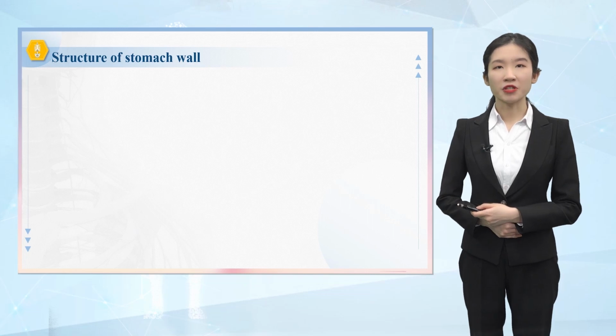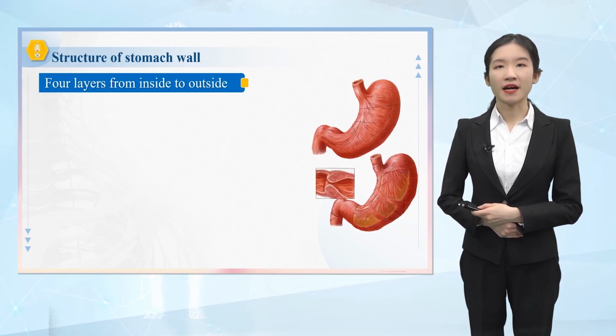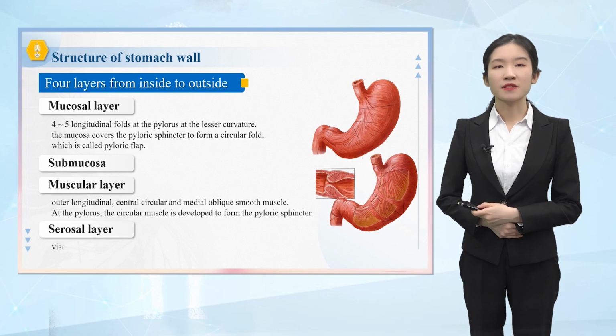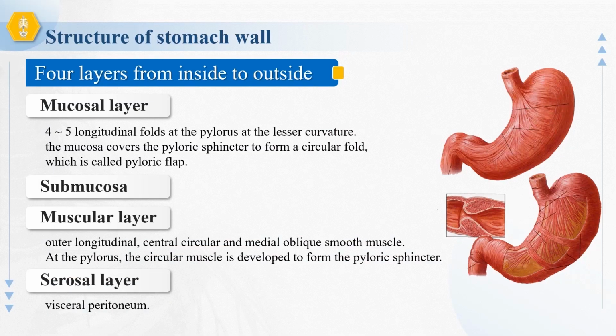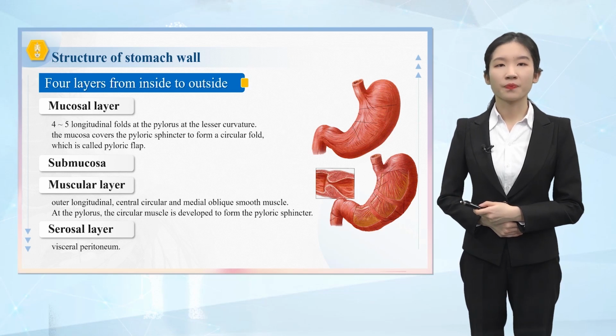Now let's learn the structure of stomach wall. It has four layers from inside to outside: mucosal layer, submucosa, muscular layer, and serosal layer. Mucosal layer, 4 to 5 longitudinal folds at the pylorus at the lesser curvature. The mucosa covers the pyloric sphincter to form a circular fold, which is called pyloric flap.